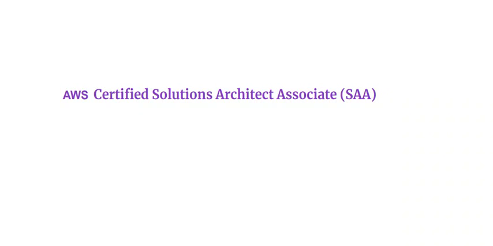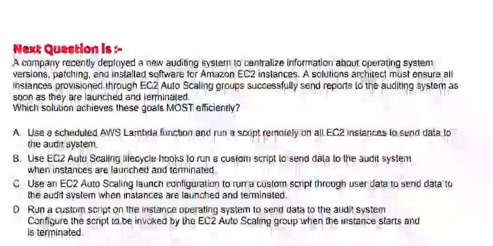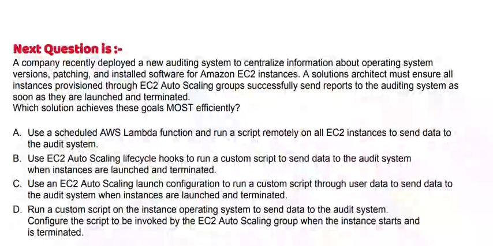Today's question is: A company recently deployed a new auditing system to centralize information about operating system versions, patching, and installed software for Amazon EC2 instances. A solutions architect must ensure all instances provisioned through EC2 Auto Scaling groups successfully send reports to the auditing system as soon as they are launched and terminated. Which solution achieves these goals most efficiently?